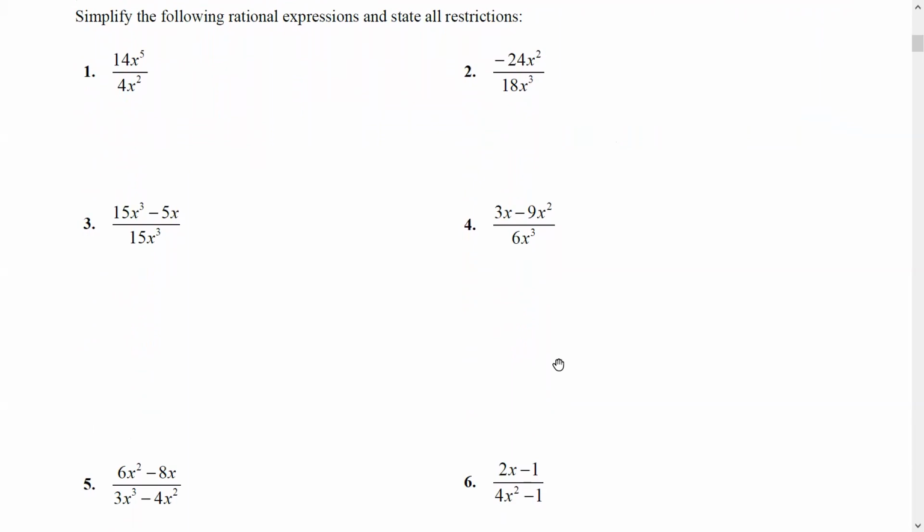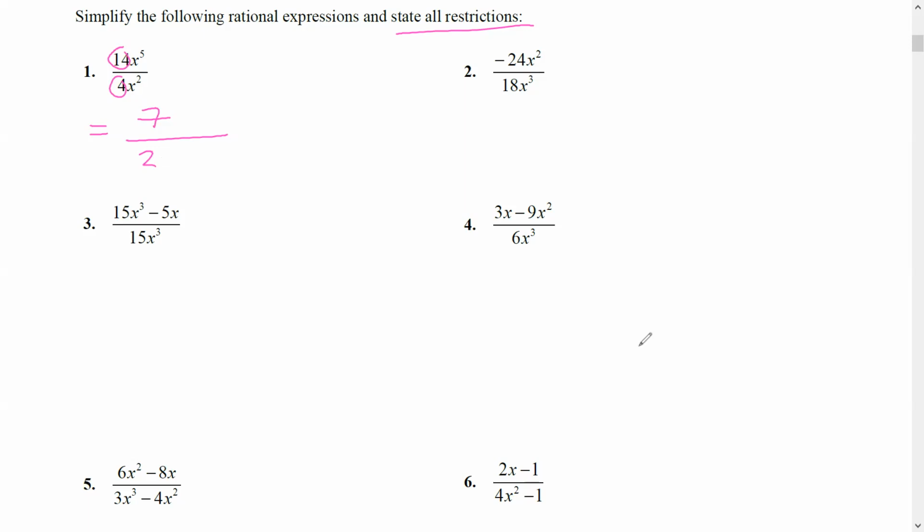First one says, simplify and state all restrictions. So that's our non-permissible values. We always do this, even if it doesn't say to, you should always do it. So when I'm looking at these, I'm going to simplify. I'm going to go with my coefficient and my coefficient first. Well, I see that 2 divides into both of those, so I'm dividing 2 from top and bottom, which means I'm really dividing by 1, which means I'm not changing the value, I'm changing how it looks.